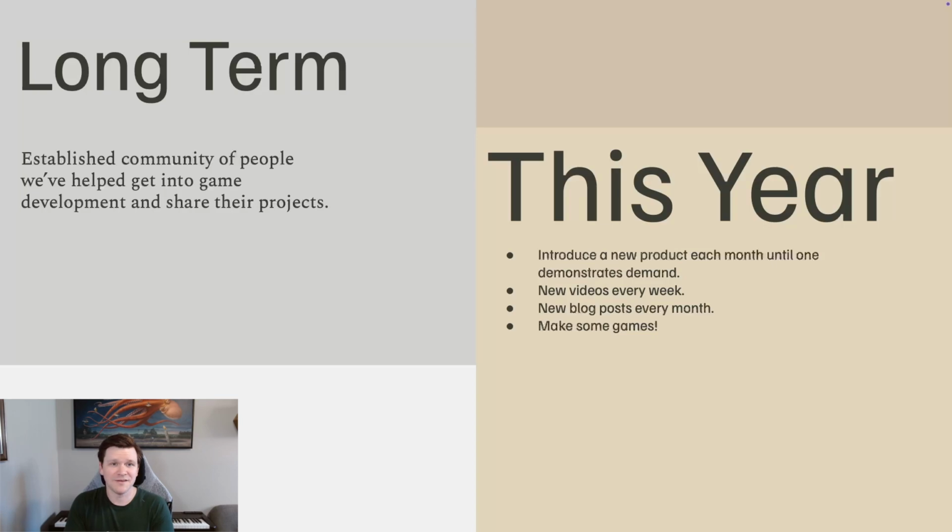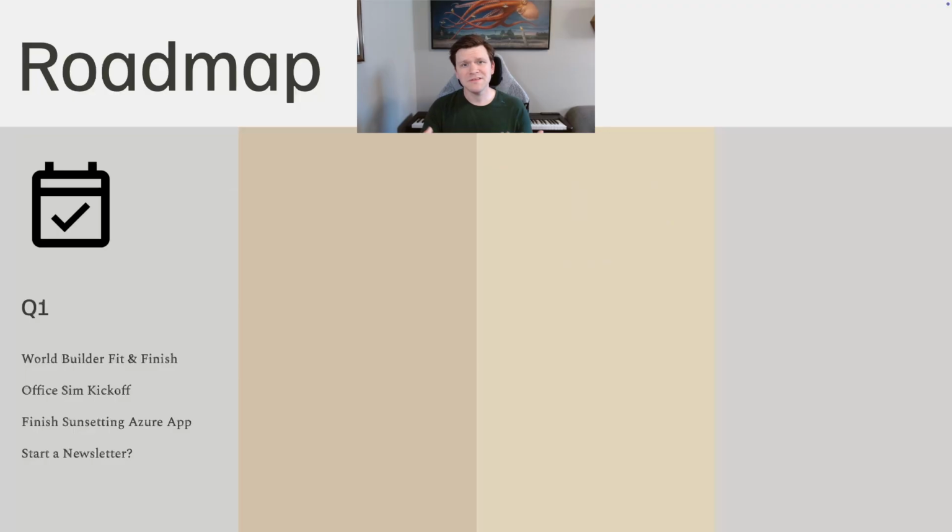I also just like making games, and I have a number of ideas for things I've wanted to build for some time. If I stay consistent with this approach, I should end up with a really high volume of content, products, and games over the course of the next year and have a lot to show for the work that I've put in. If I break this down into quarters, I think it starts to look something like this.